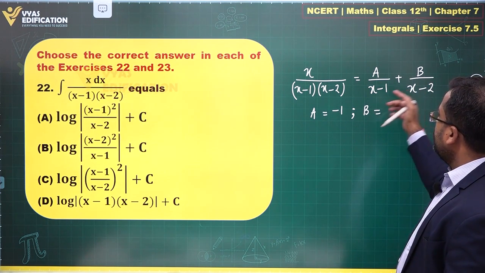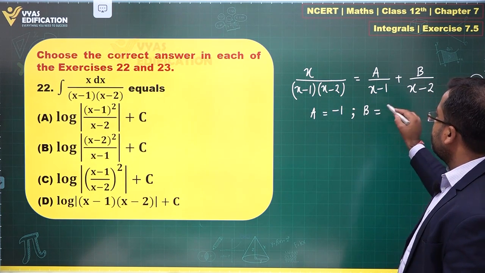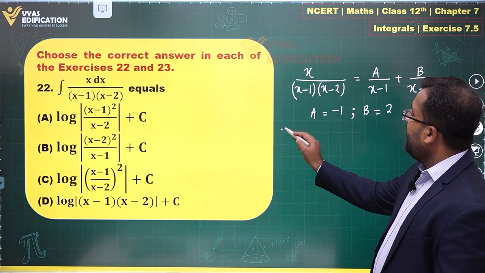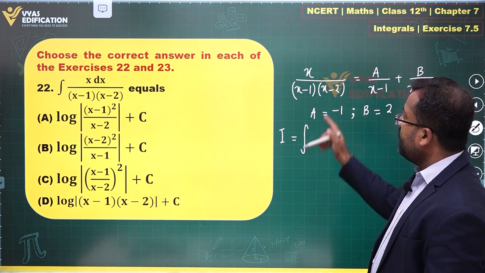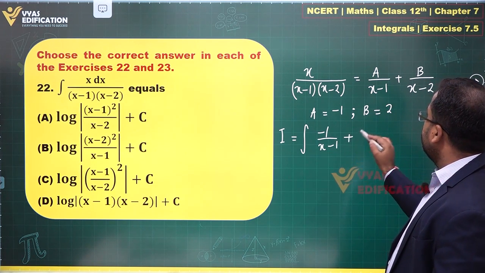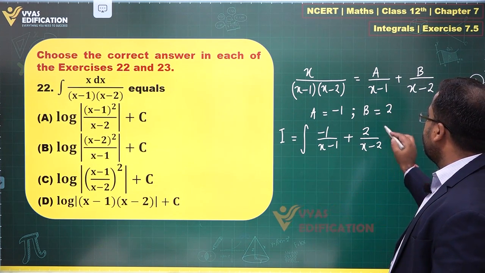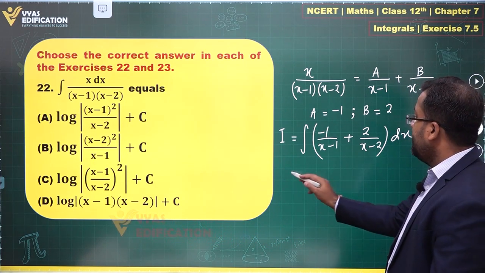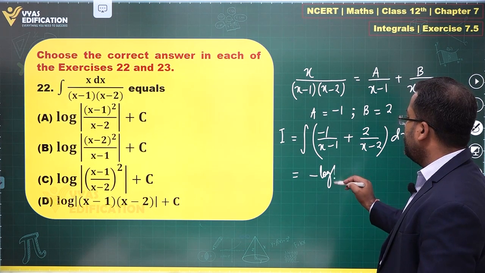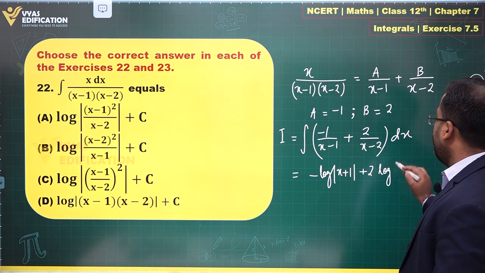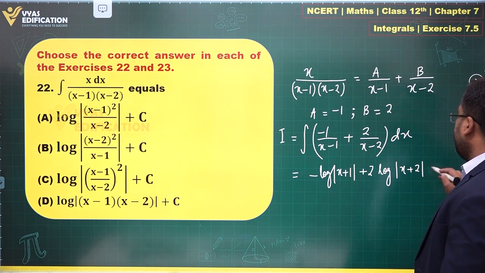B will be x equal to 2 after removing this, 2 upon 2 minus 1, which will be 2. This is what you have, right? So the integral I will be equal to the integral of this whole expression, minus 1 upon x minus 1 plus 2 upon x minus 2 dx, is what I obtain over here. This is minus log modulus x plus 1 plus 2 times log modulus x plus 2 plus constant.